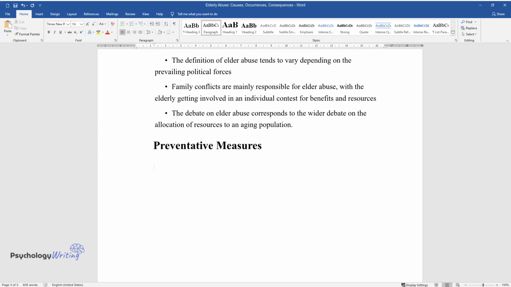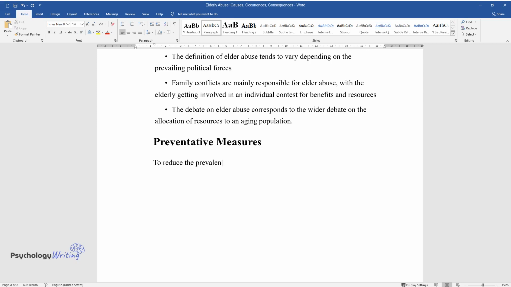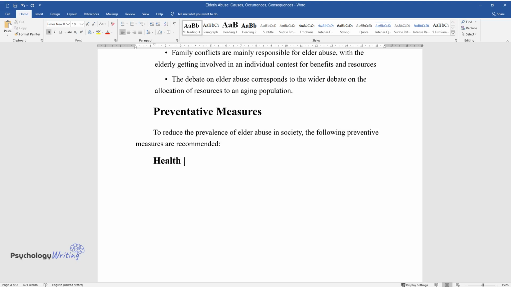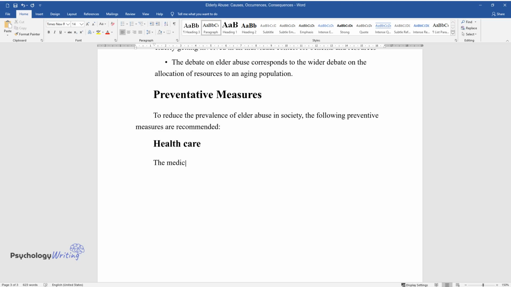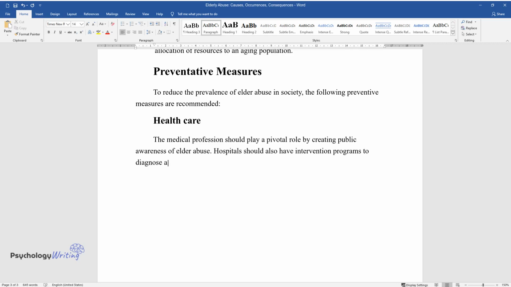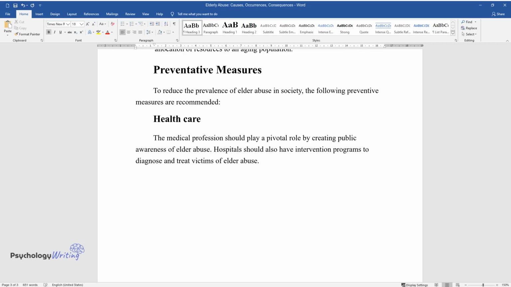Preventative measures. To reduce the prevalence of elder abuse in society, the following preventive measures are recommended. Health care. The medical profession should play a pivotal role by creating public awareness of elder abuse. Hospitals should also have intervention programs to diagnose and treat victims of elder abuse.